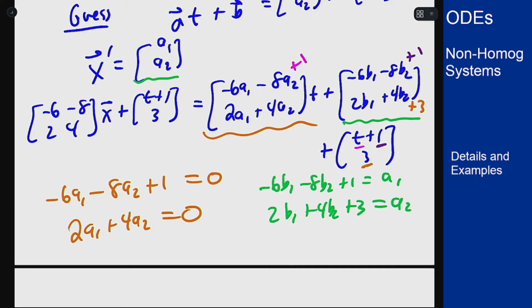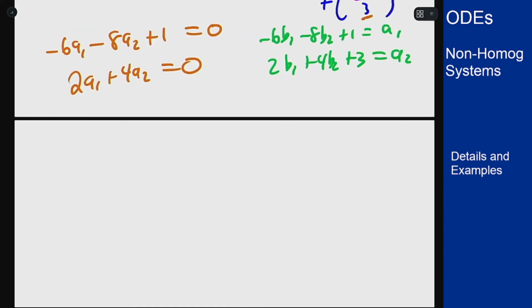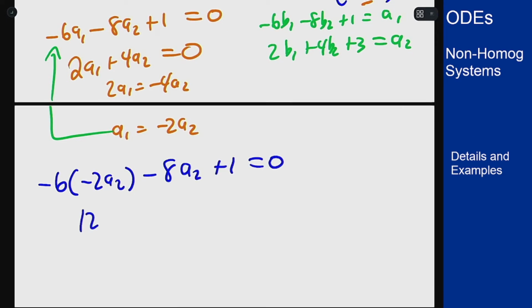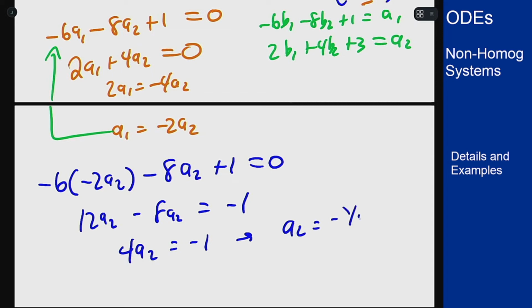Great, let's start by solving the a equations because they are by themselves, then we'll use the solution from the a's to plug into the b's. From the a's, I can rearrange the second equation to tell me that 2a1 equals minus 4a2, or a1 is minus 2a2. I will plug that up into here to tell me that minus 6 times minus 2a2 minus 8a2 plus 1 equals 0. 12a2 minus 8a2 equals negative 1. 4a2 equals minus 1, or a2 is minus 1/4, which coming back up here tells us that a1 is 1/2. Those numbers should look familiar.